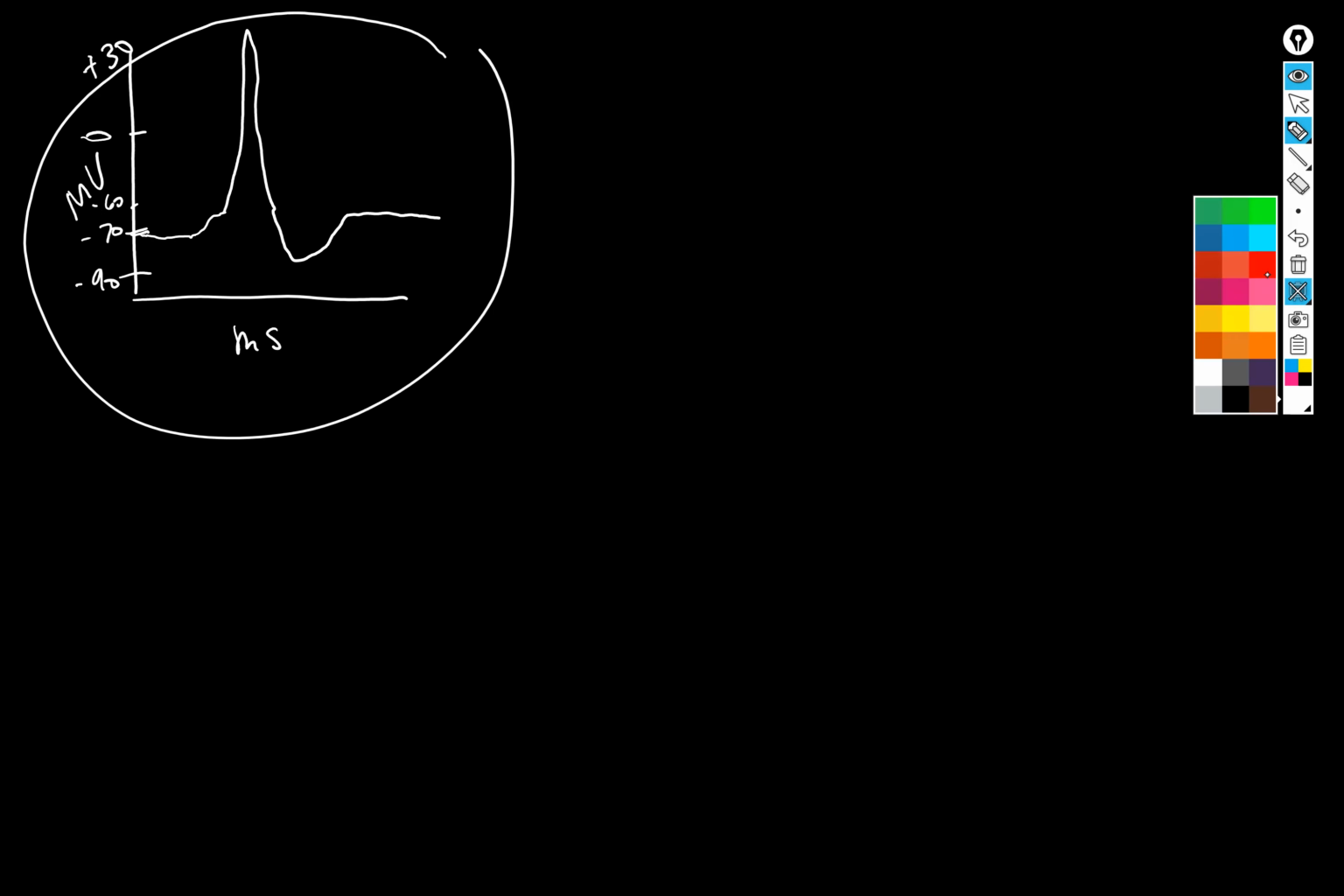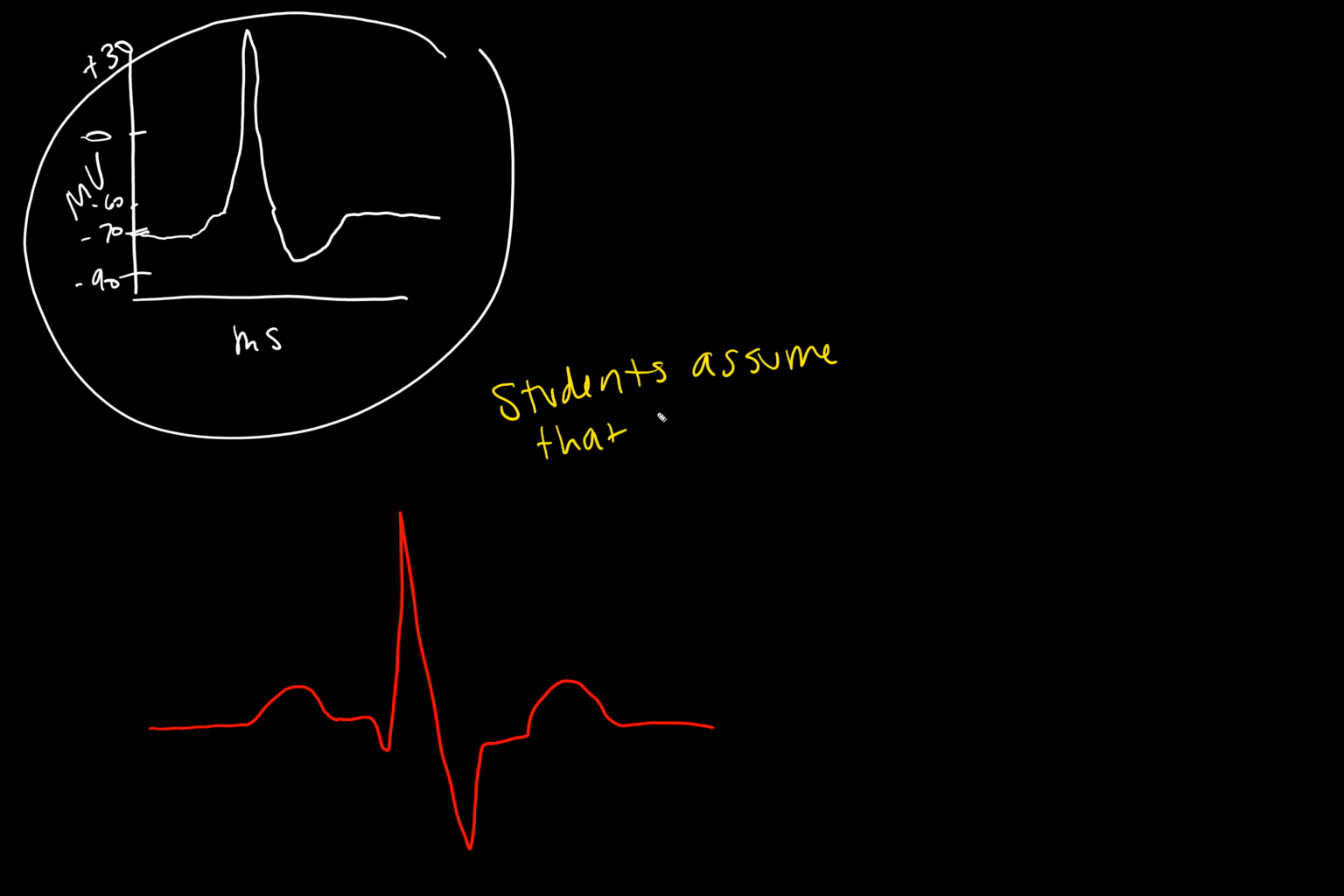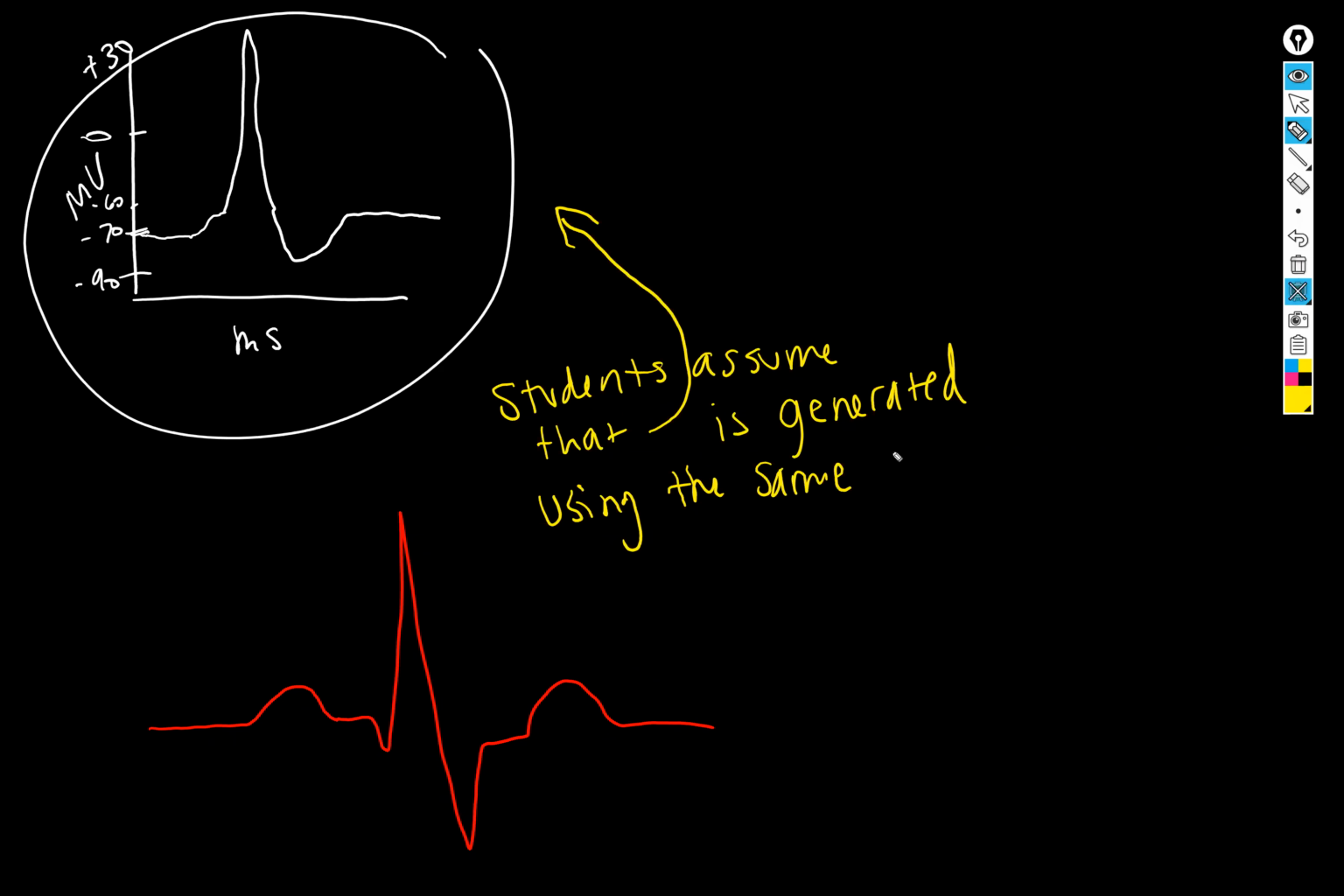Which means that when I then give you that, and I'm using this waveform to talk about depolarization and repolarization, it's natural to assume, and this is the underlying student assumption that I see, and it's not students' fault because no one ever explains this to them, that the waveform is generated using the same measurement technique as this is. But that's not true.